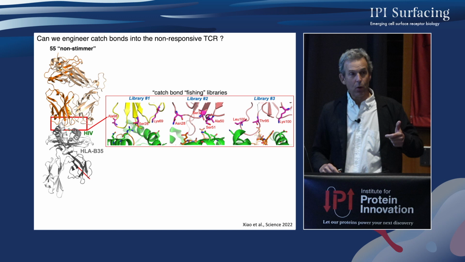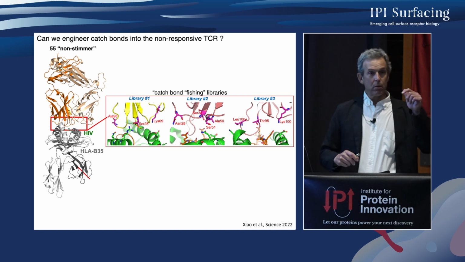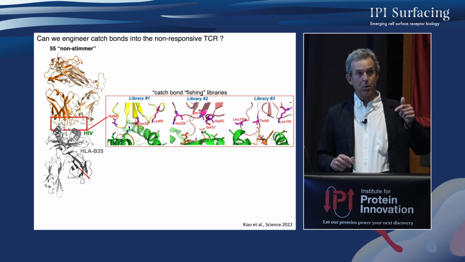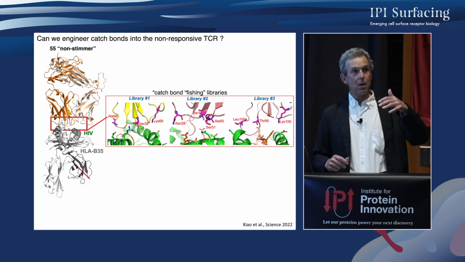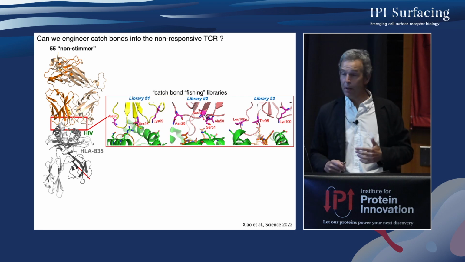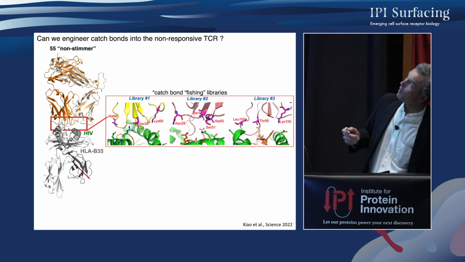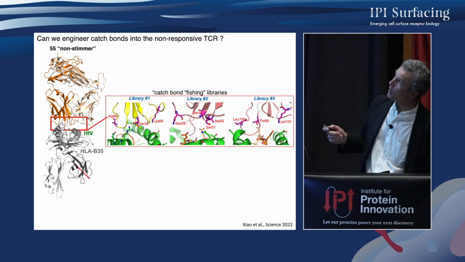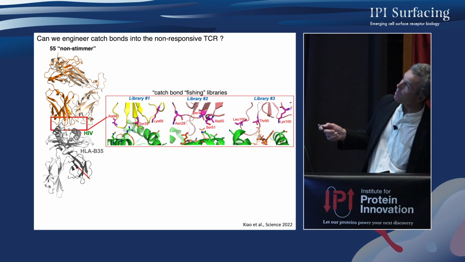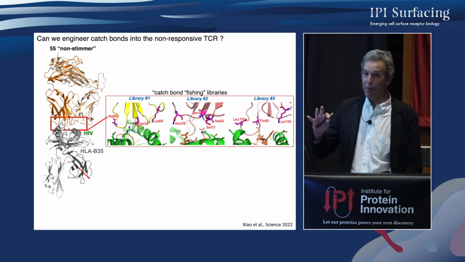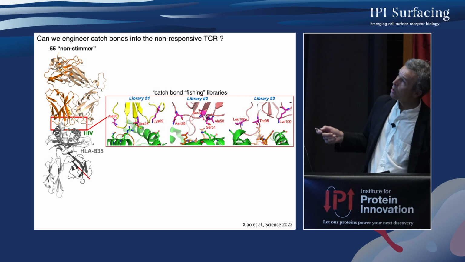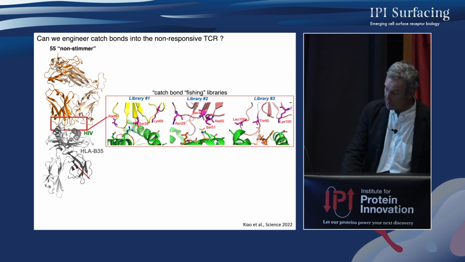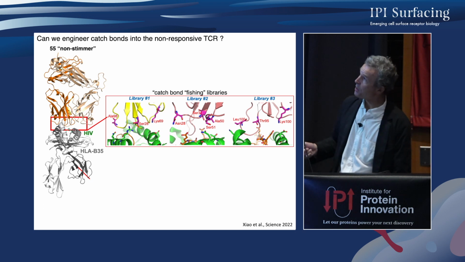So we decided to flip the question around. We were able to turn on the non-stimulatory TCR with the peptide. Is it a bidirectional event? Could we get catch bonds from the T cell receptor to the non-stimulatory peptide? So what we did, we developed a technique we call catch bond fishing, where we made very sparse libraries on the CDR loops of the T cell receptor. These libraries are on the order of thousands of total mutants. And we screened them against the non-stimulatory peptide MHC complex in a cell-based reporter system.